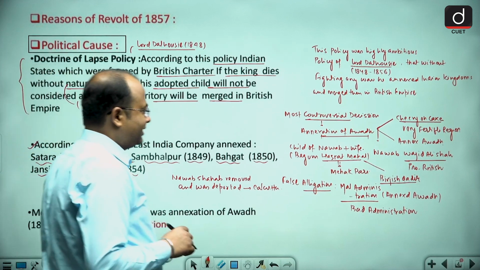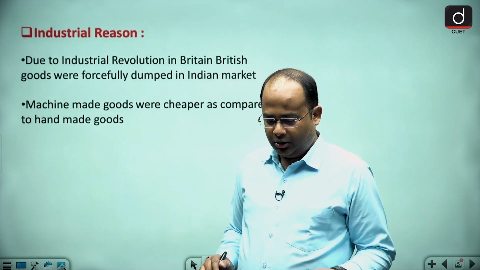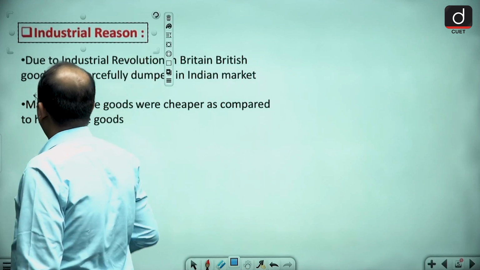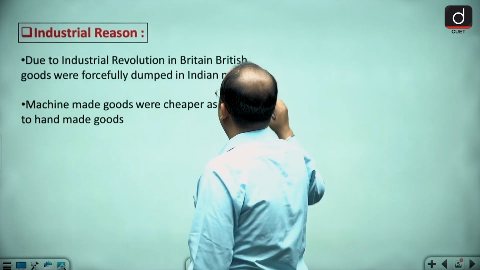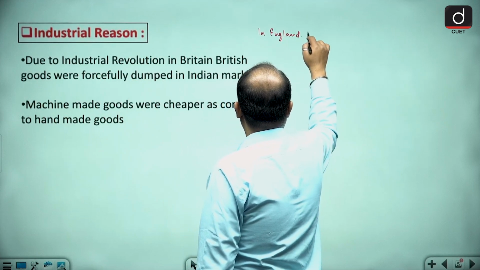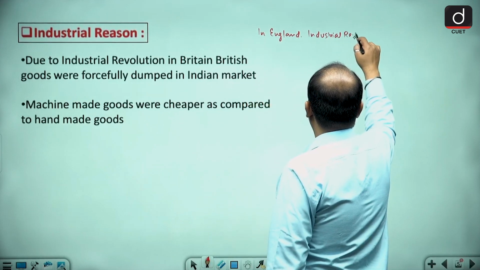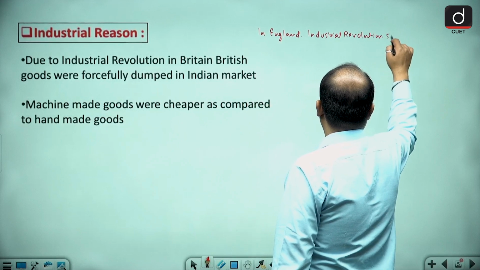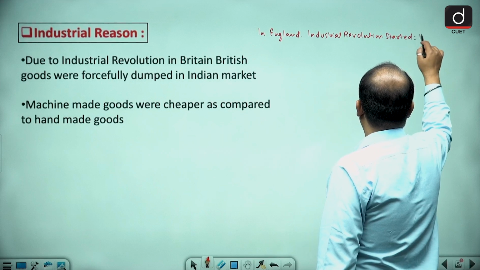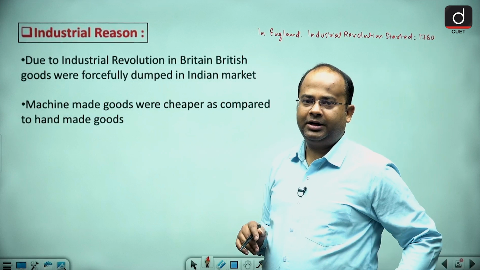Okay. Now guys, let's come to the next reason, that is the industrial reason of revolt of 1857. So now let's discuss the industrial reason. Now see what happened in England. Industrial revolution started. It is said that the Industrial Revolution started in England in 1760.